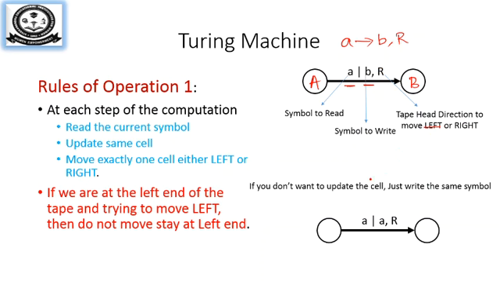Suppose I don't want to update the cell, I want to leave it as the same. Then you will just write the same symbol again on the same cell. Suppose you have a symbol tape like this.